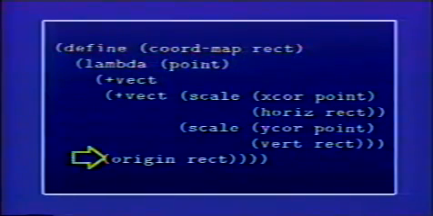Well, writing in Lisp what I wrote on the blackboard, I add to the origin of the rectangle the result of adding: I take the horizontal part of the rectangle, scale that by the x-coordinate of the point, take the vertical vector of the rectangle, scale that by the y-coordinate of the point, and then add all those three things up. That is the procedure that I'm going to apply to a point. And this whole thing is generated for each rectangle. So any rectangle defines a coordinate map, which is a procedure on points.